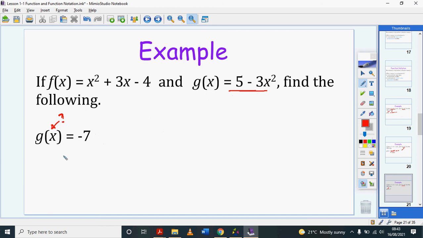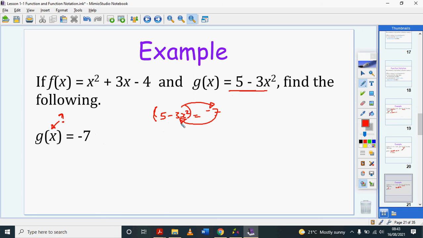So I'm going to solve the equation 5 minus 3x squared is equal to negative 7. Because I know that the function g(x) is defined as this, and if it's equal to negative 7, I'm simply trying to find the value of x. So if I want to solve for this, the quickest way is I take the negative 3x squared to the other side and bring the negative 7 to this side.